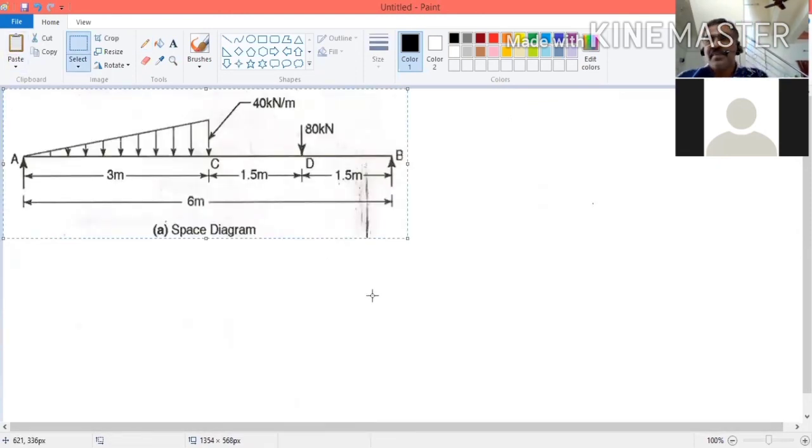Today we have discussed a simply supported beam subjected to a point load, the first problem. The second problem is a uniformly distributed load. The third one is a uniformly varying load. Now you can solve this problem. All of you take the notes and solve this problem.